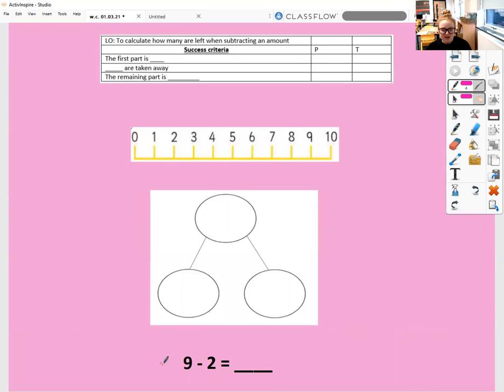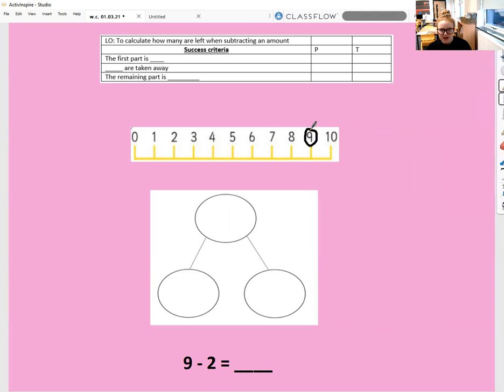Okay, let's have a look at this one. So I want to represent this in a part-whole model and on a number line. So it says our first part is 9 and we are taking away 2. So I'm going to start, my first part is 9 and I'm taking away 2. So how do we represent taking away 2 on a number line? Have a little think. We jump back 2 spaces. So 1, 2. What is our remaining part? Our remaining part is 7.